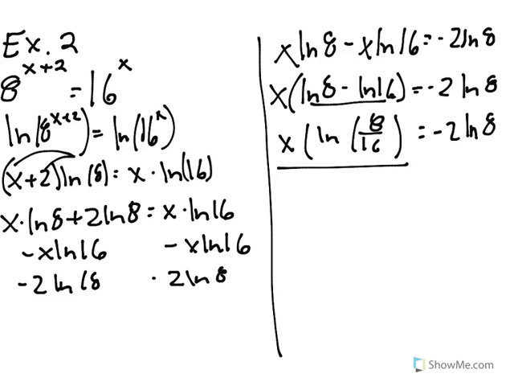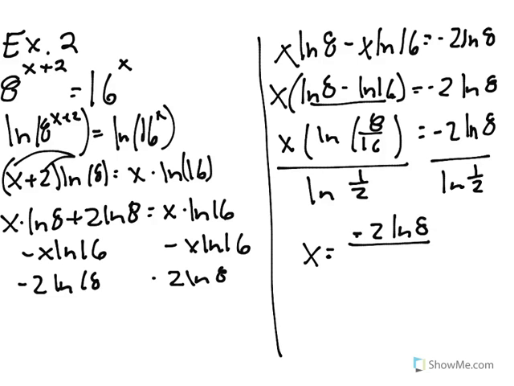But 8 over 16 is the same as 1/2, so I'm just going to write natural log of 1/2 because it's simplified. Just keep in mind that natural log of 1/2 is the same as natural log of 8 over 16. And we're going to divide this side by natural log of 1/2. So now we're left with x equals negative 2 natural log of 8 over the natural log of 1/2. That's our final answer.